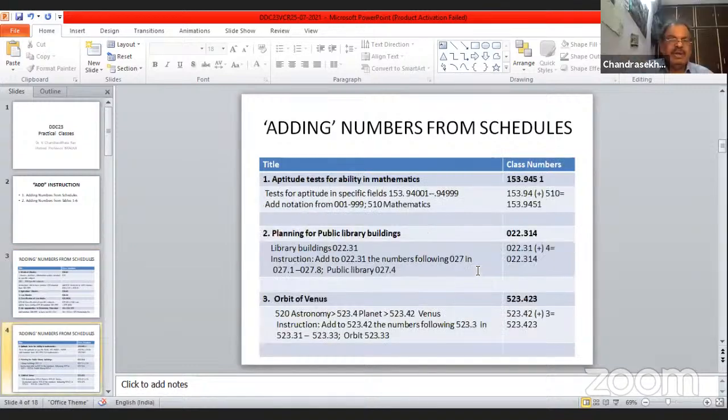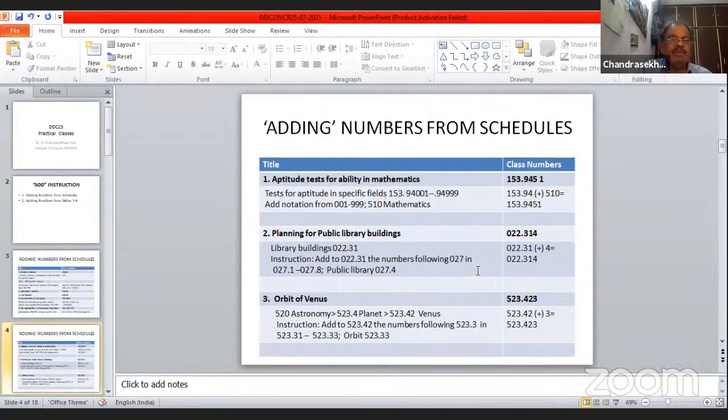So like that, we have some more combinations. Aptitude test for eligibility in mathematics. Aptitude test is in psychology, so 153.94. Then the mathematics number which we have added is 510. So 153.9, 51 is mathematics, and the 0 we have omitted.